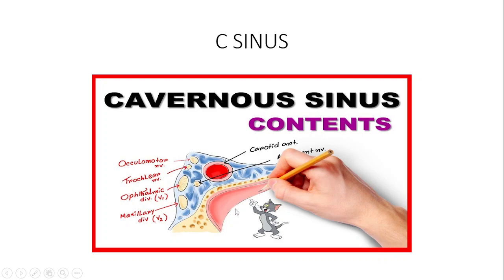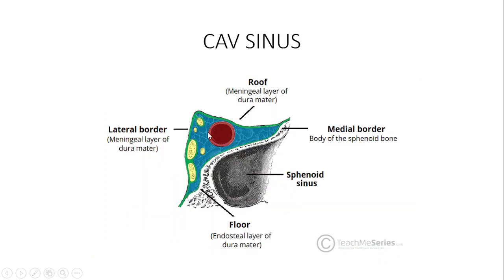The cavernous sinus is found within a bone known as the sphenoid bone. This bone contains the sella turcica, or Turkish saddle. It houses the pituitary gland that we are going to learn about later. All right, so let's talk about the cavernous sinus.